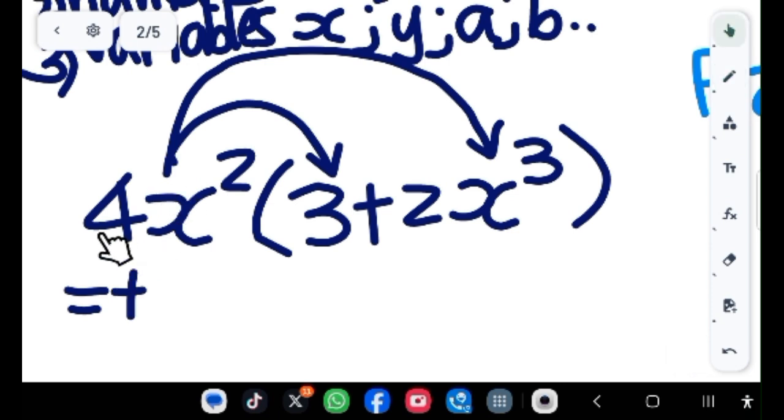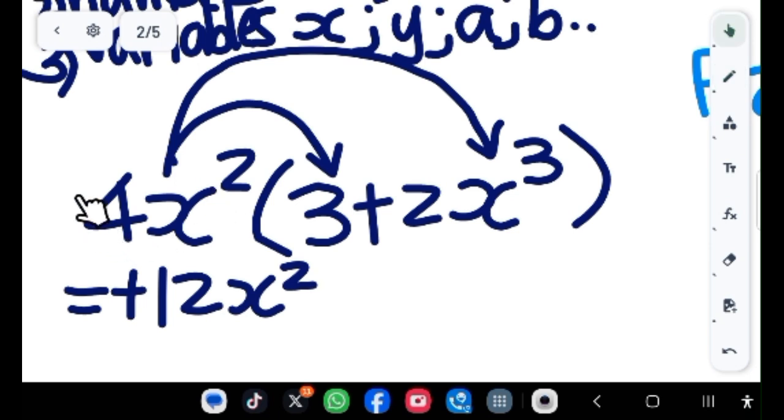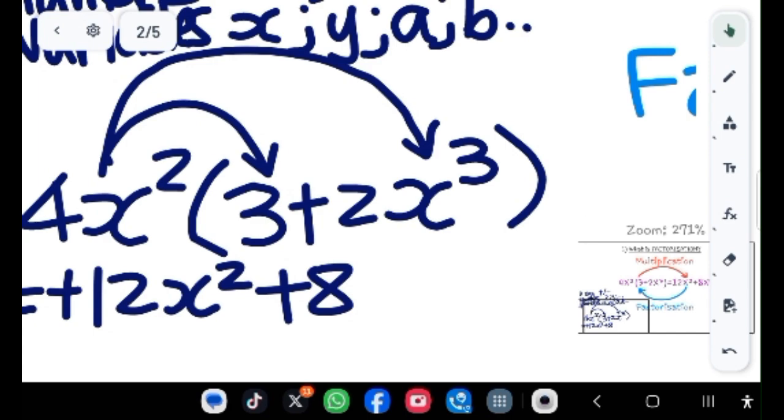Next thing, we multiply the numbers together. 4 times 3 gives us 12. Next, we multiply the variable with whatever is there. If there is no other variable which is the same as this one, then we simply write x squared the way it is. And we're done with the first term. Next, we multiply positive times positive. That gives us positive, so that is plus. And then next, we multiply the numbers 4 times 2. That gives us 8. And then now we multiply the variables x squared by x to the power of 3.